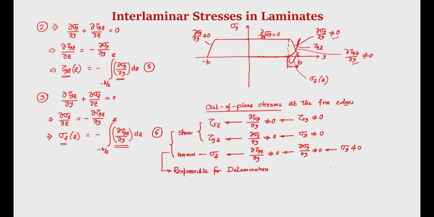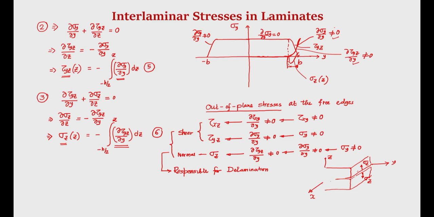Suppose we have two adjacent plies. Suppose this is the free edge, and say this is our x, this is y, and this is z. Suppose sigma z is positive at the free edge. That means it will try to separate two lamina. On the other hand, if sigma z is negative, it does not have any effect on delamination.